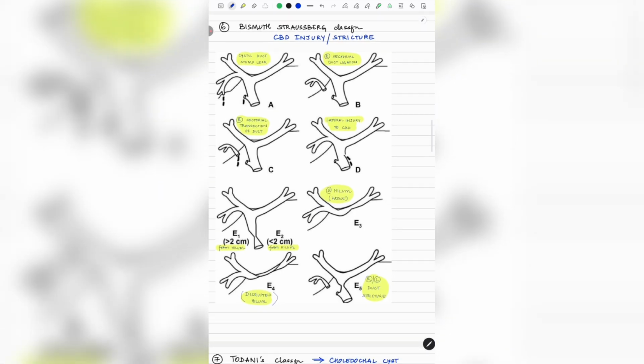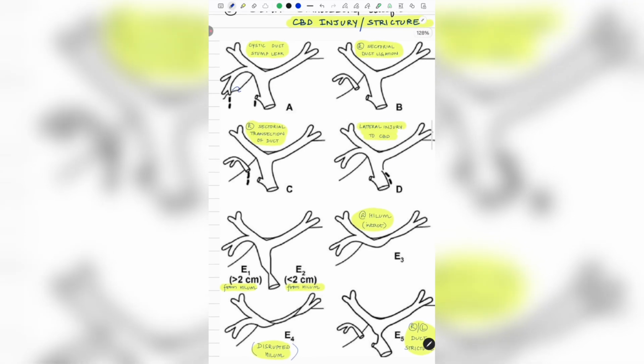Okay, next important thing is the Bismuth-Strasberg classification, which is used for CBD injury, bile duct injury or stricture. Okay, see here properly. If you're going to see the leak in the cystic duct, you're going to see the cystic duct stump leak.